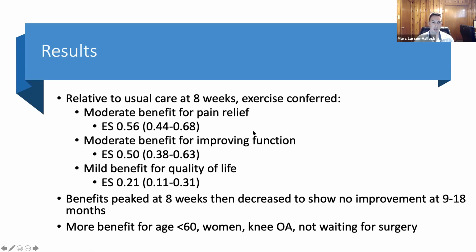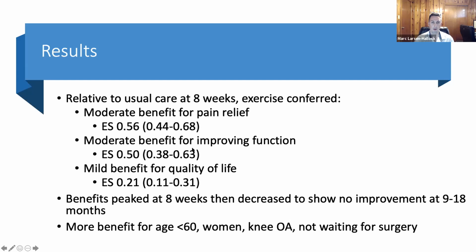In this case, they said that relative to usual care, which is basically just normal physical therapy or whatever, exercise had a moderate benefit for pain and for function, and then only a mild benefit for quality of life. Okay, and so it shows your effect size here, the ES, which gives you that general amount, followed by your confidence intervals right next to it.